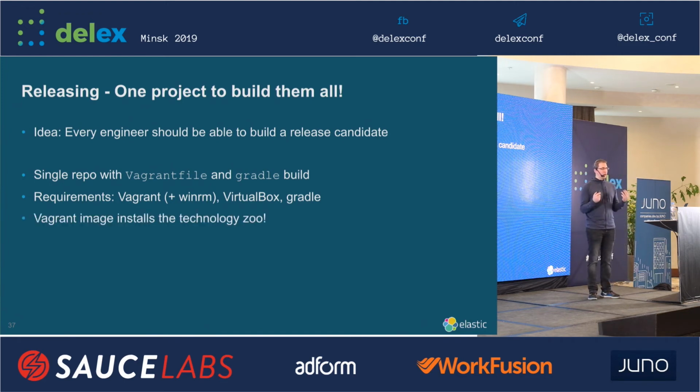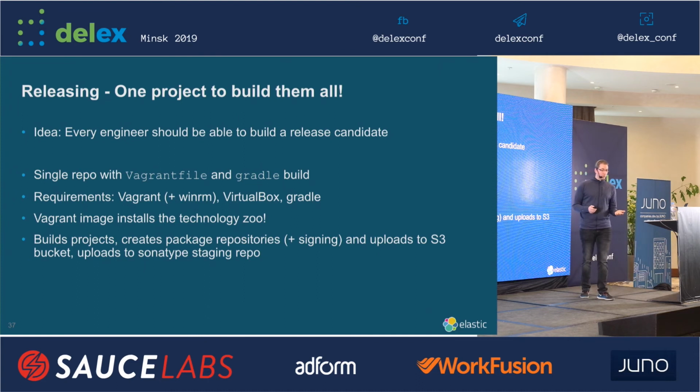Apart from that, the Vagrant image is doing all the job. It installs the whole technology zoo I was talking about at the beginning. It builds all of the projects. It creates all the package repositories. It signs all those packages. It uploads to S3 so we can run internal testing. It uploads to staging repositories, for example, of Sonatype, which is for Java dependencies. There are a couple of other similar things for dependencies where we do this. So there's a lot of things.